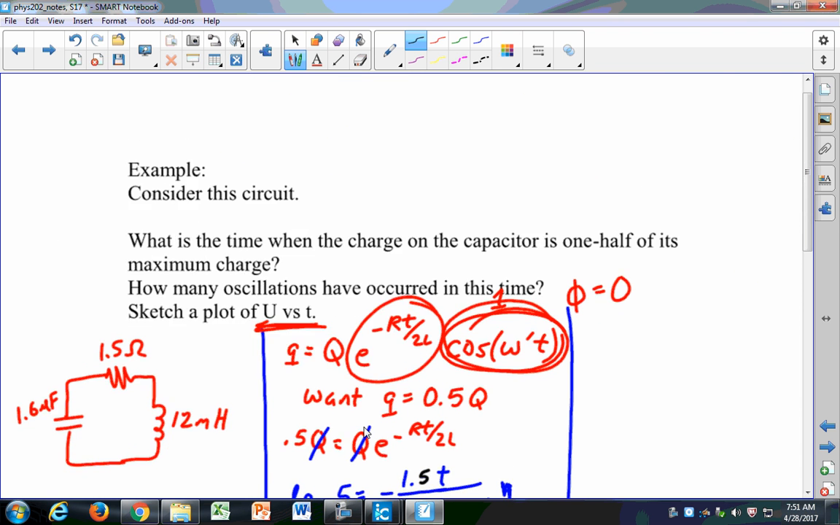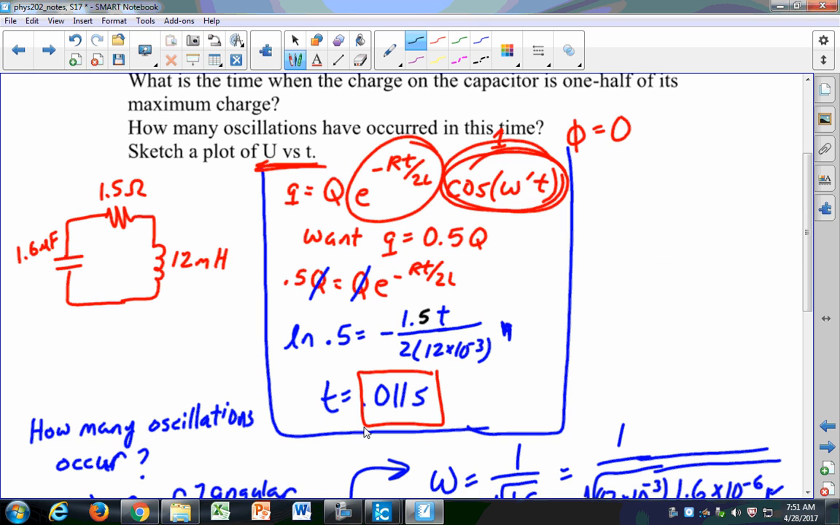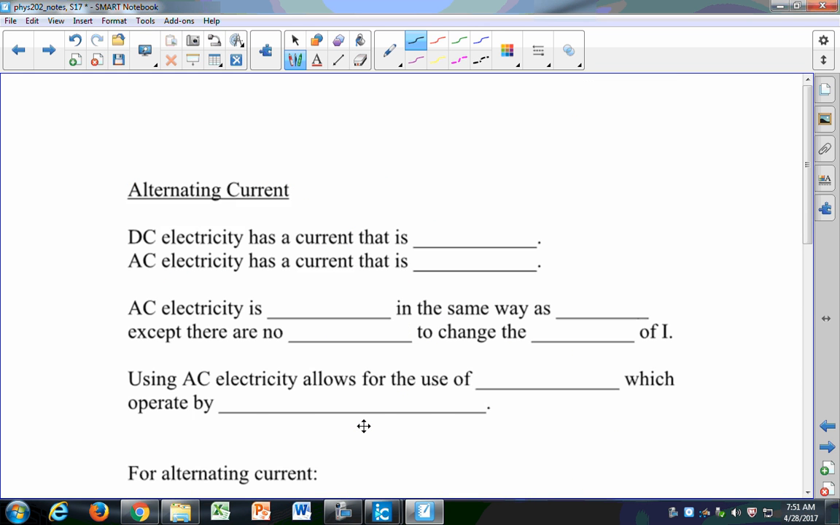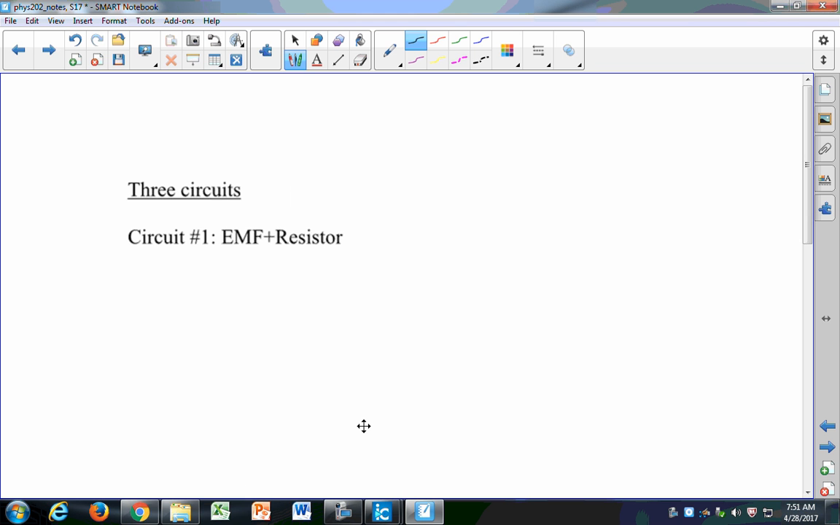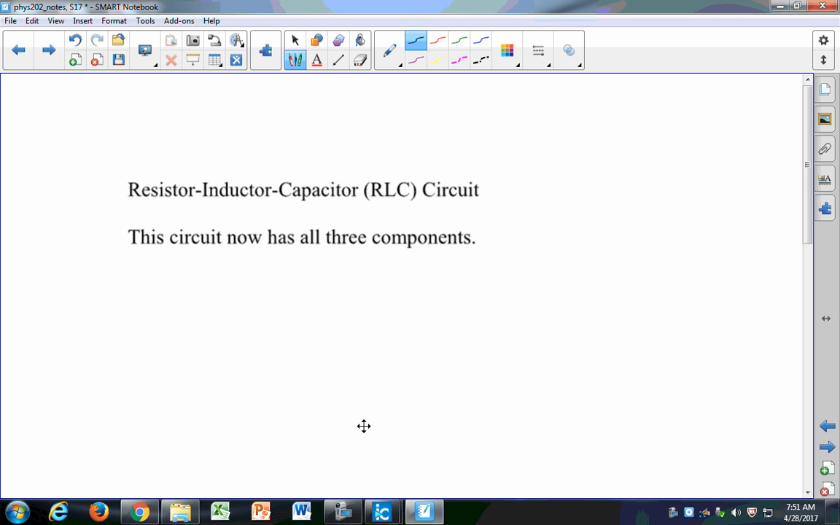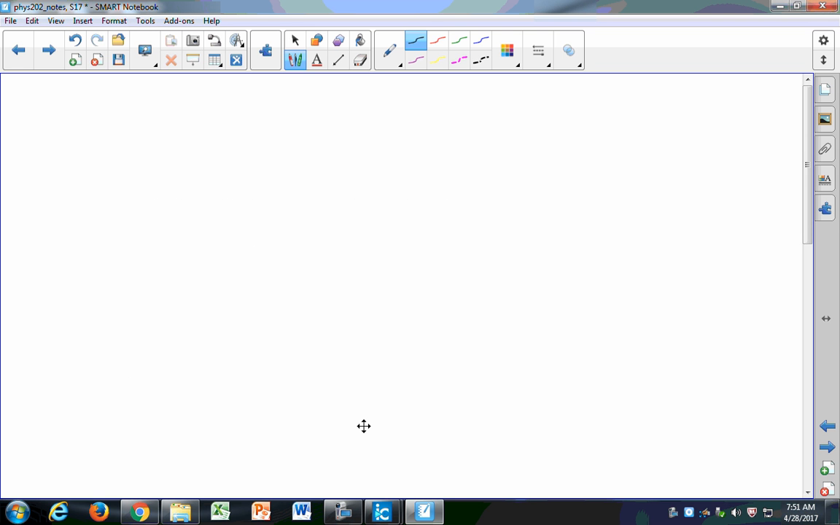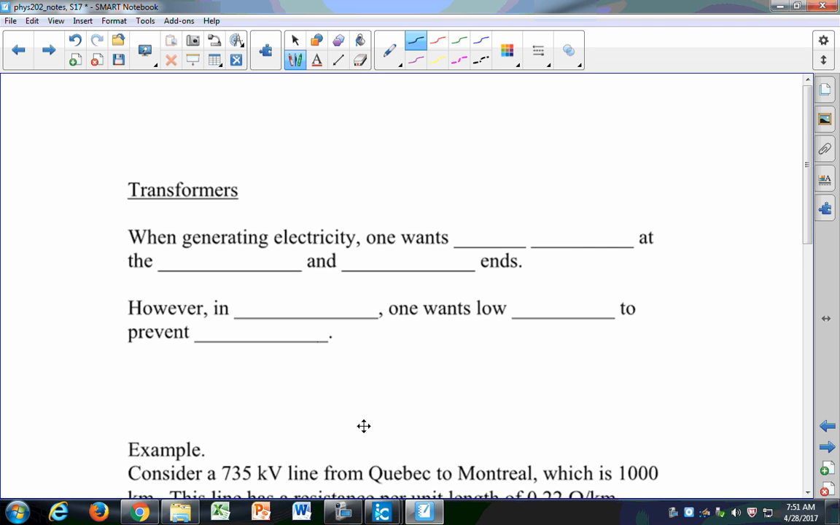All right, there's an example we did. You can look at that, deal with it. And no AC electricity and no transformers. Also no phasers, as we saw. You might see them in the homework. I cross those out. Just take a quick look at the homework.